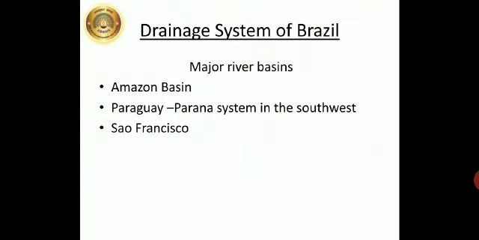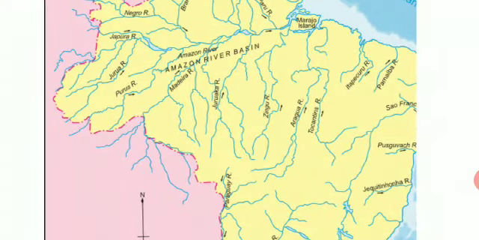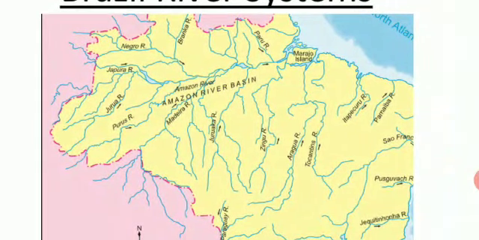Now let us go to Brazil and study the major river basins of Brazil. The major river basins of Brazil are the Amazon Basin, the Paraguay and Parana Basin system in the southwest, and the São Francisco system. Observe the river Amazon Basin. The river Amazon collects its headwaters from the Andes mountain in Peru. Many rivers join as tributaries.